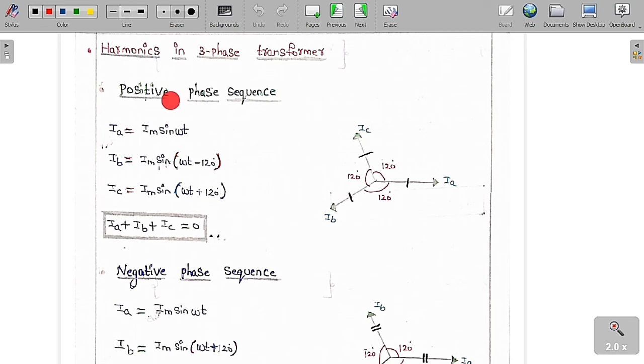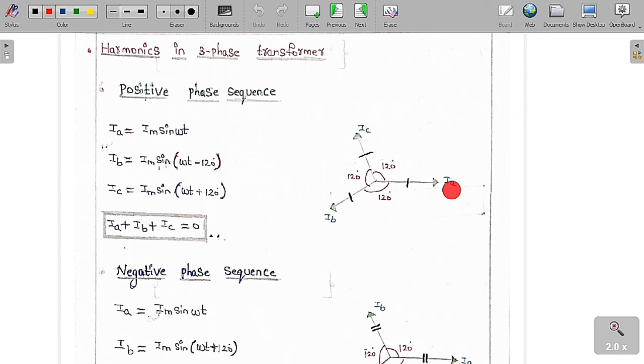Let me tell you about the positive phase sequence. Suppose I assume that this is the sequence. So this is IA, this is IB, and this is IC. I am going to assume it in this manner. So IB is going to lag IA by 120 degrees, and IC is going to lead IA by 120 degrees. Each has the same magnitude, the vectors are of equal length, and they are displaced by 120 degrees.